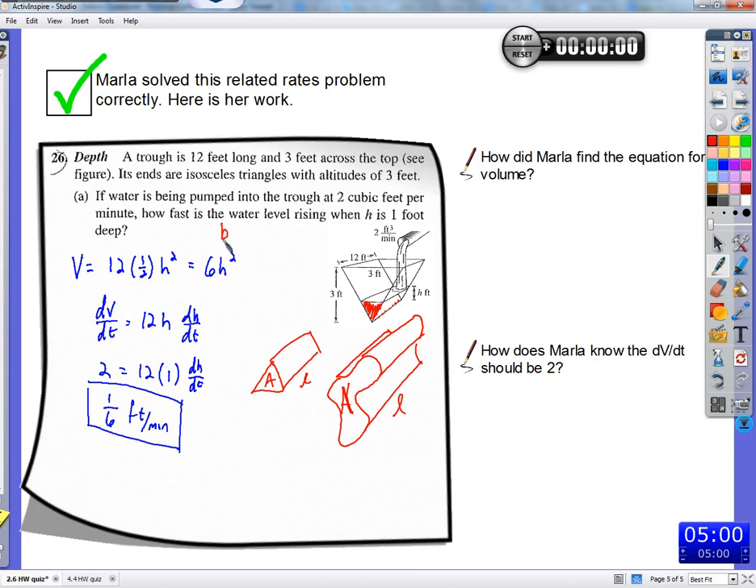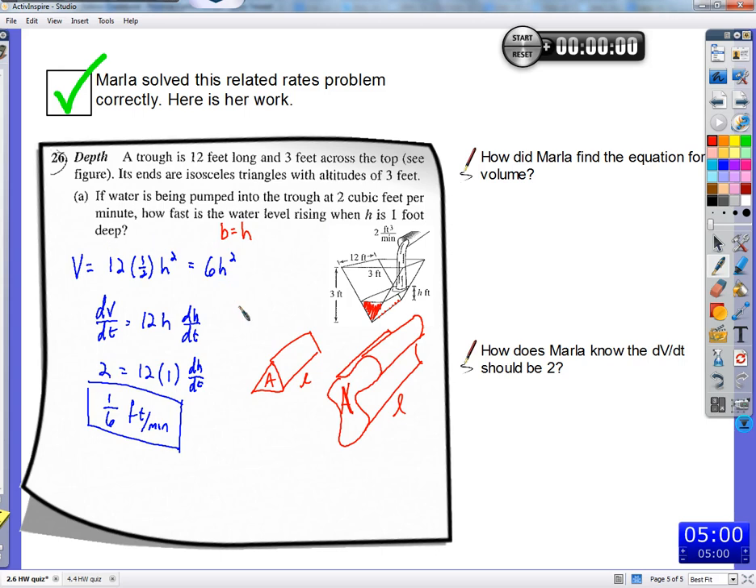So she notices that base must be equal to height, so base times height is just height squared. Why write h squared instead of base squared? Well, we could, since it's going to be the same anyway. But also, because height is changing. The reason why she chose height is that she reads along here, how fast is the water level rising, the height of the triangle rising, changing. So she interprets that from the question.